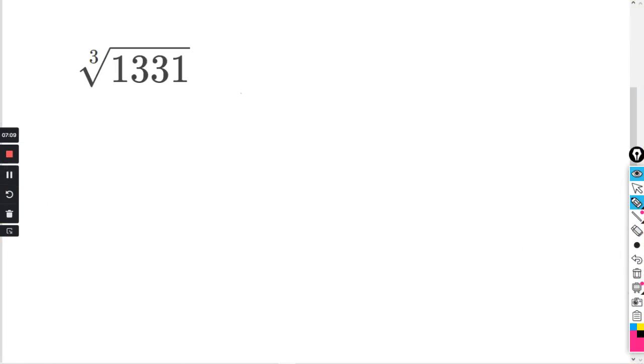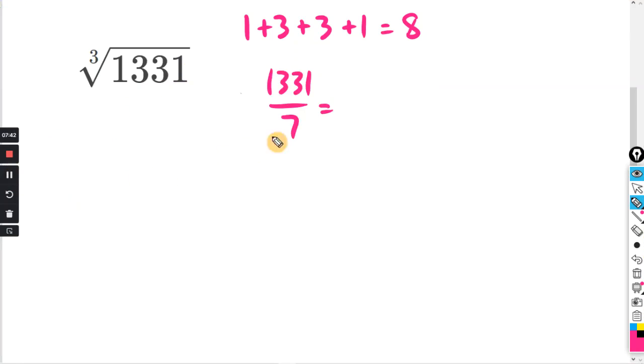One more. This is not an even number, so that eliminates 2, 4, 6, 8, 10, and so on. Let's see if it's divisible by 3. If we do 1 plus 3 plus 3 plus 1, that gives us 8. So you cannot divide 8 by 3 and have no remainder. So 3 doesn't work. 5 doesn't work because it doesn't end in 5. Let me try 7. Dividing by 7, I get a remainder, so that one doesn't work either.